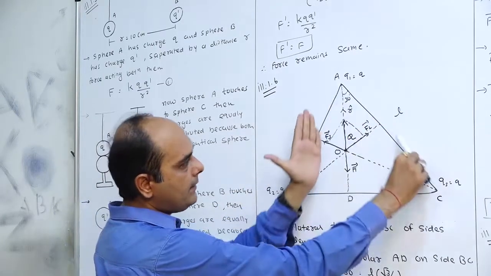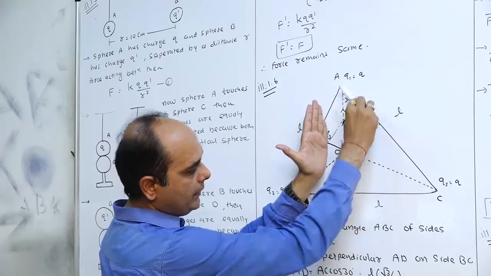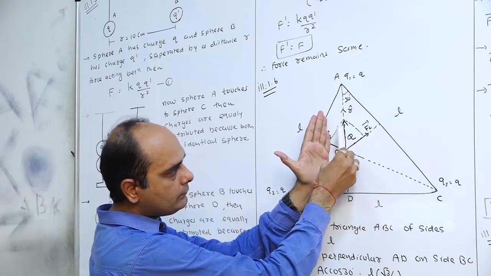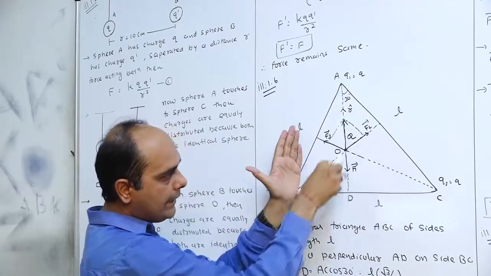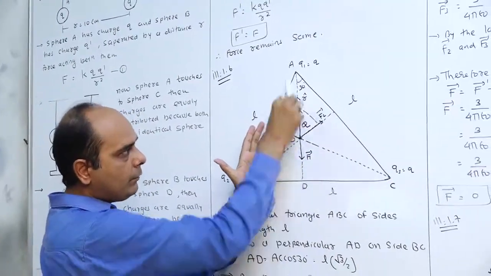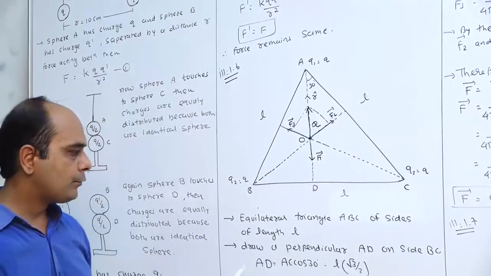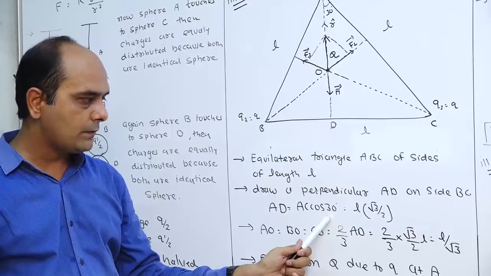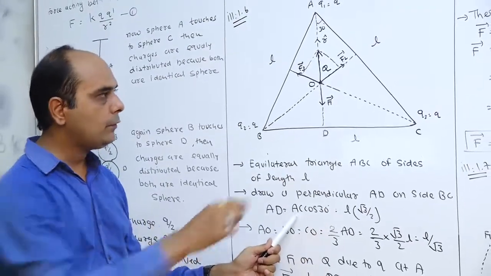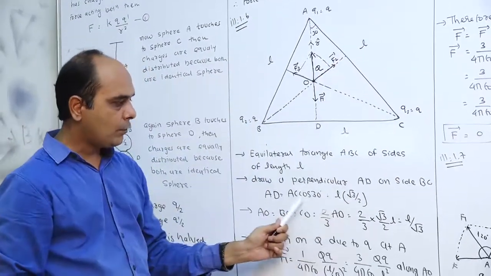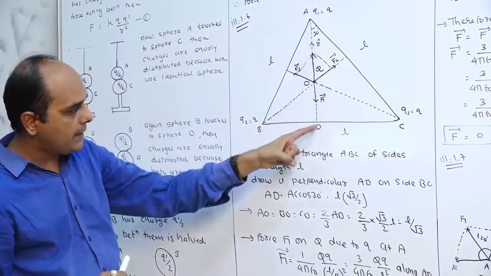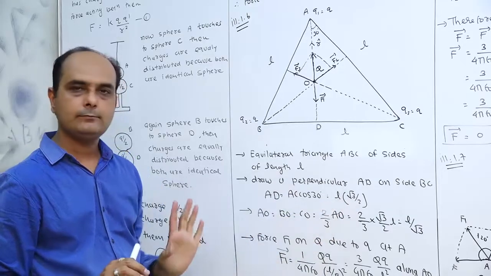So this AC makes an angle of 30 degrees. The component falling on AD can be given by AD equals AC cos 30. We know the length of AC is L, and cos 30 is equal to root 3 by 2. So the total length of AD is root 3 by 2 into L.